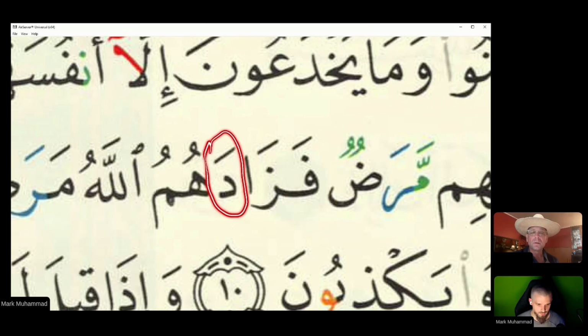Dal. And it has this symbol above it. It's a short a, so it's just da. Oh, there's no L. You don't pronounce the L. No, because the dal is just the name of the letter. Okay. So we're saying da.